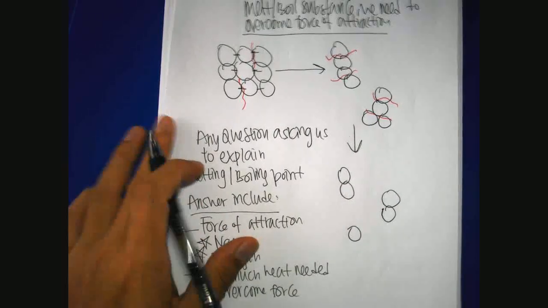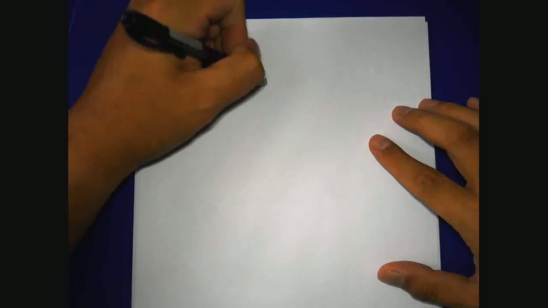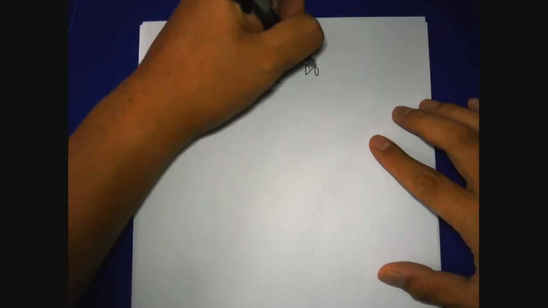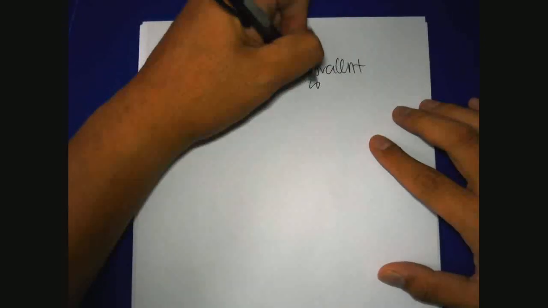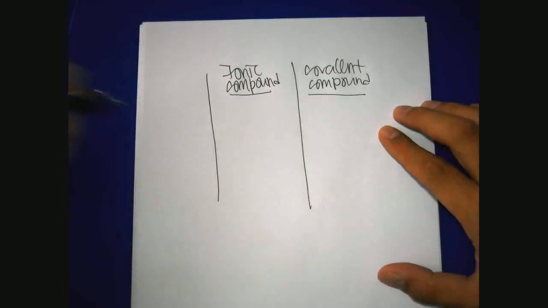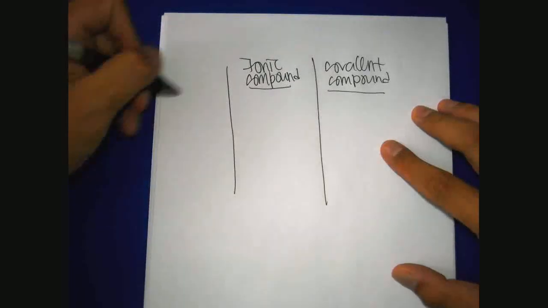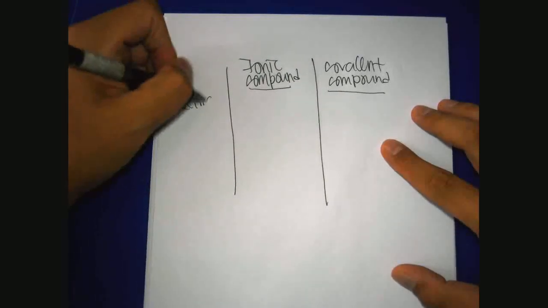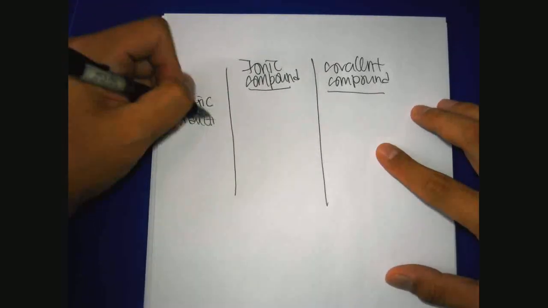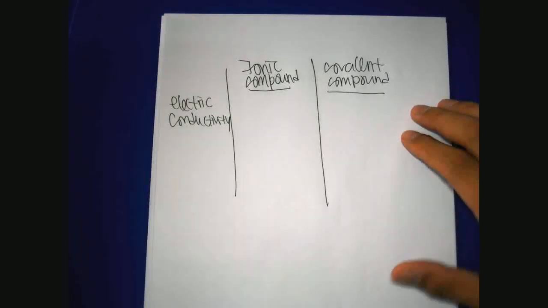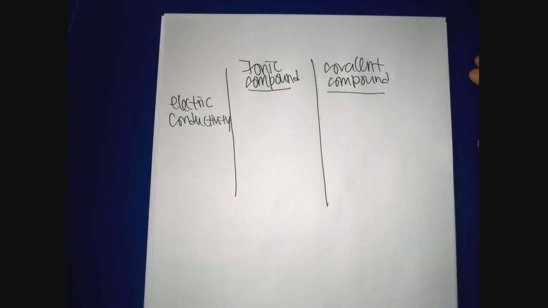Now we'll look at the last thing for this entire chapter. So the last comparison for this chapter is this. This is ionic compound and this is covalent compound as well. The last thing that we need to know is how to compare their electric conductivity, whether they are able to conduct electricity or not.